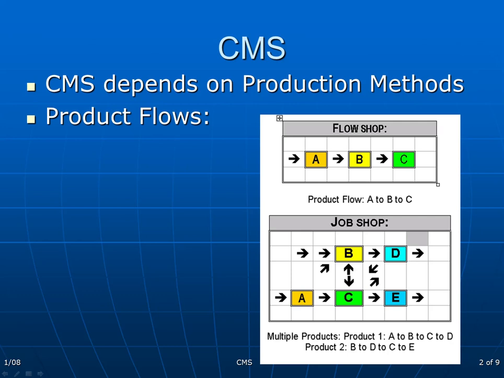For example, in a flow shop, your bottleneck will be stationary. However, in a job shop, that bottleneck will tend to float around between the different cost centers depending on what is happening.